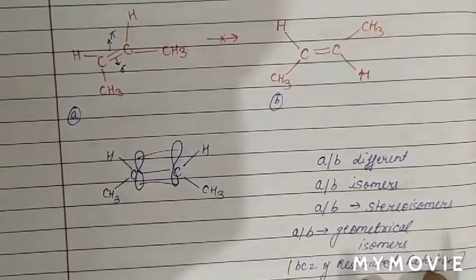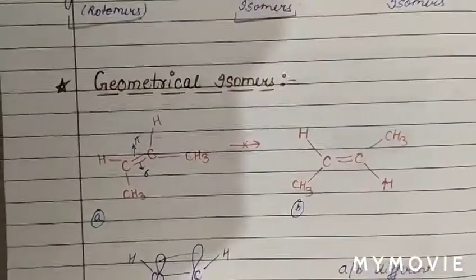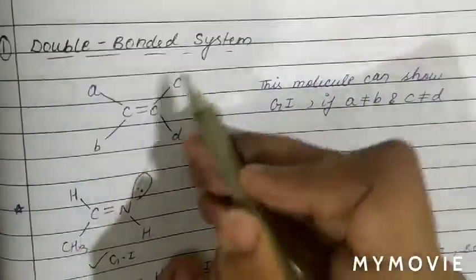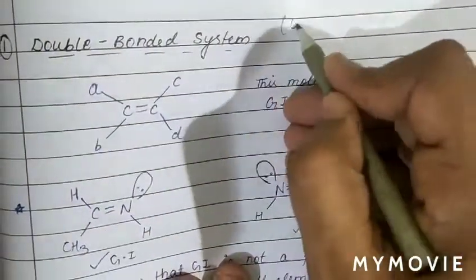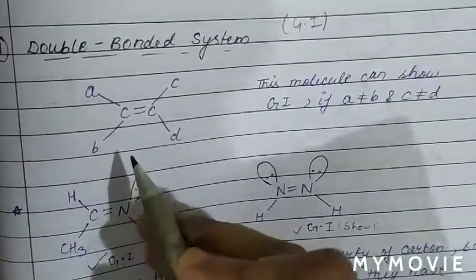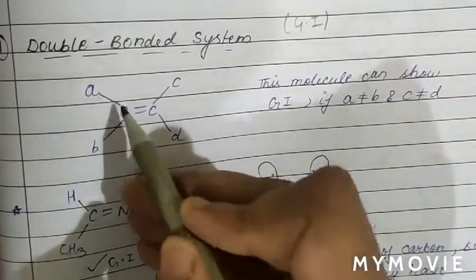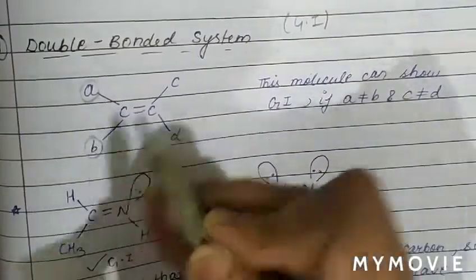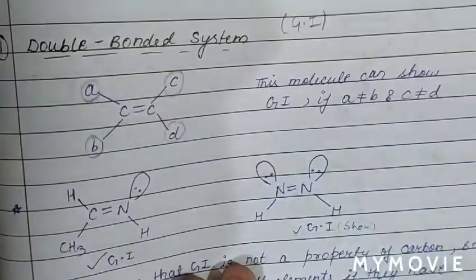As we know, to show geometrical isomerism, we are looking for it in a double bonded system. So there is a double bond between carbon and carbon, and we see two groups A and B attached with one carbon atom. Also two groups C and D attached with the other carbon atom.